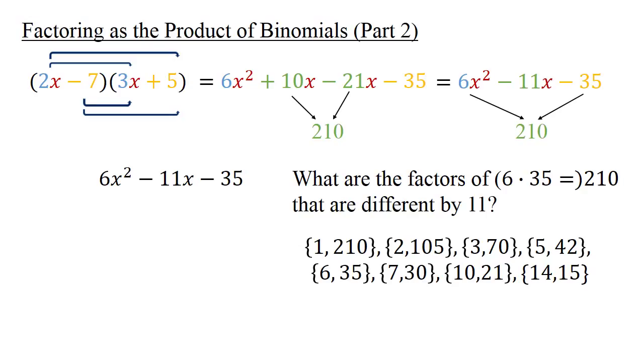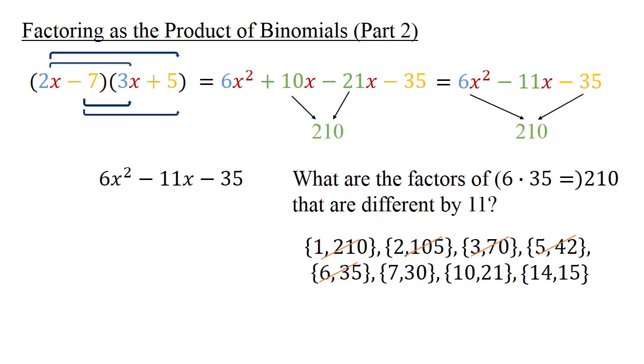And so here's a complete list of those whole number factors. I'm just going to go through and start eliminating pairs here. So I'm looking for ones that are different by 11. So 1 and 210, those are different by 209. 2 and 105, those are different by 103. 3 and 70, those are different by 67. 5 and 42, those are different by 37. 6 and 35 are different by 29.